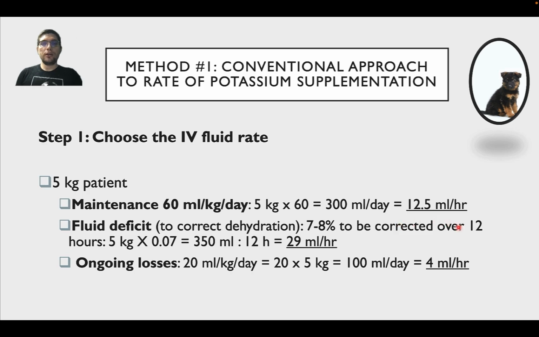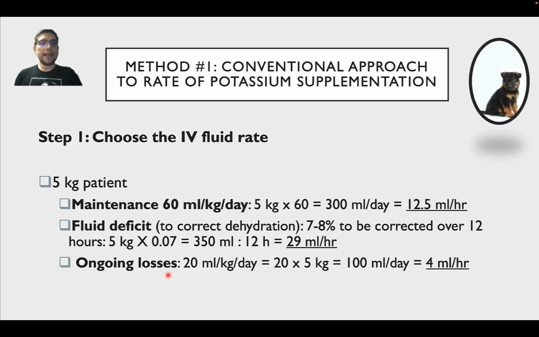So in order to correct that over 12 hours, we're going to multiply his 5 kilogram weight times 0.07, which is a 7% dehydration. And we're going to get his total deficit of 350 mL. And we're going to divide by 12 hours. That's the period of time that we want to rehydrate him over. And we're going to get a final rate of 29 mL per hour.